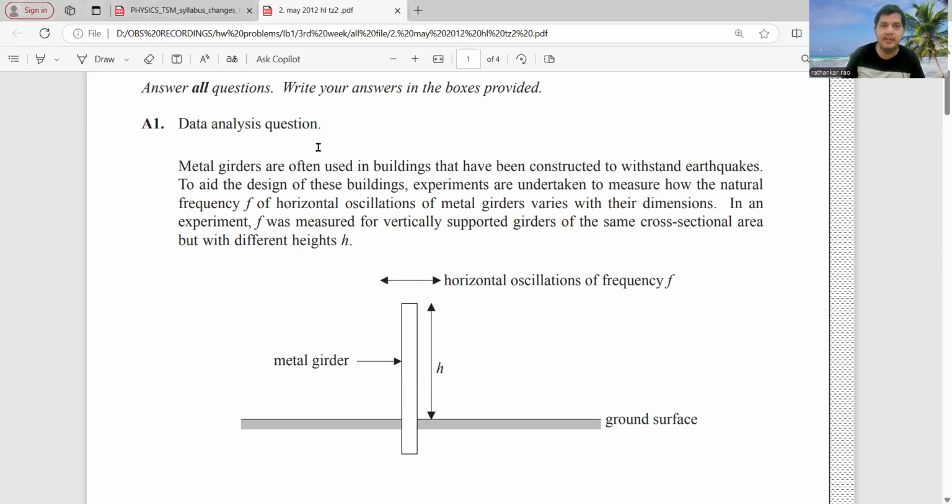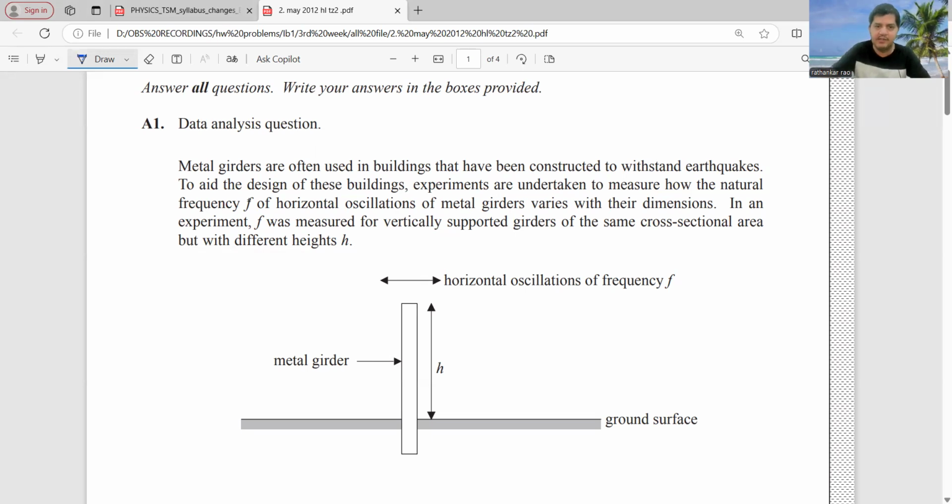So the question here reads as, metal girders are often used in buildings that have been constructed to withstand earthquakes. To aid the design of these buildings, experiments are undertaken to measure how the natural frequency f of the horizontal oscillations of metal girders varies with the dimensions.